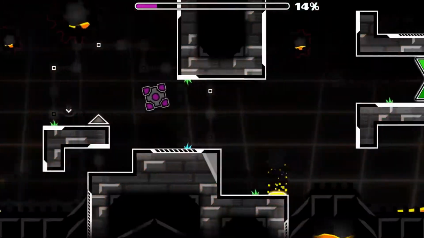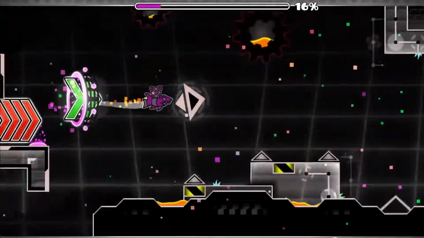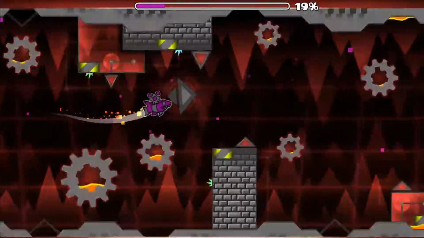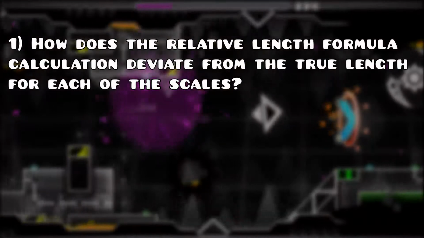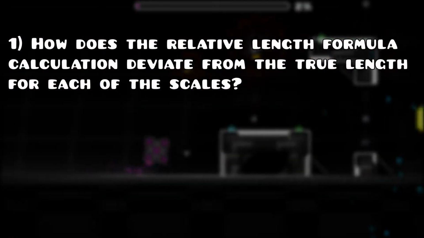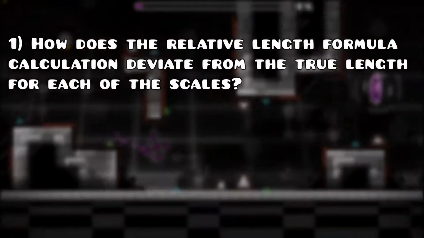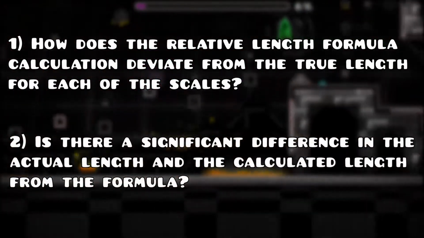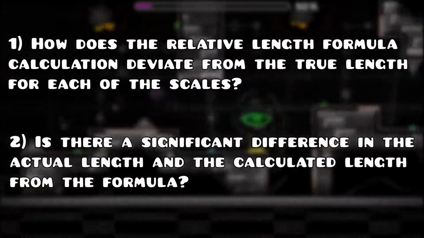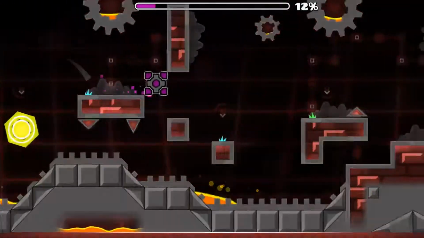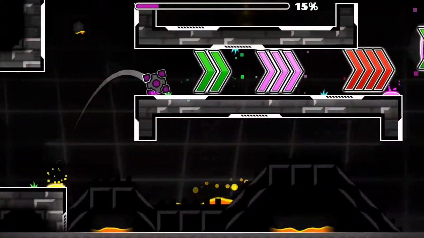Because of this consequence, it now makes us question the accuracy of the formula. Particularly, here are two questions one might ask. How does the relative length formula calculation deviate from the true length for each of the scales? And is there a significant difference in the actual length and the calculated length from the formula? To actually answer these questions, we need to do research.